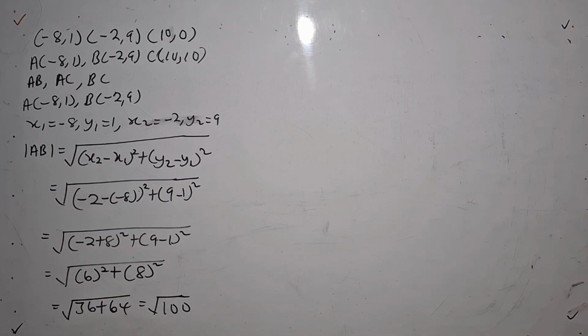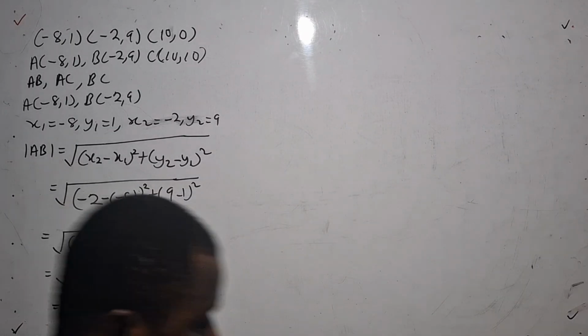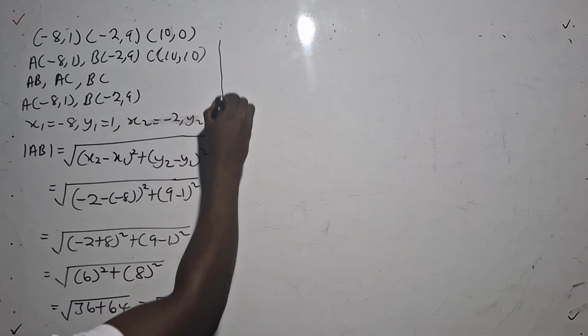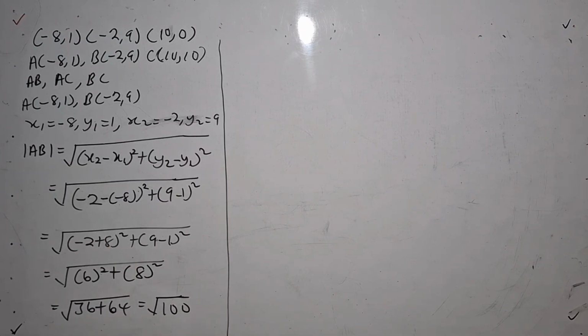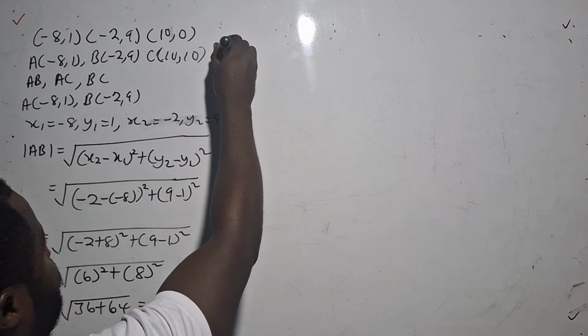Now this one, we don't find the square root of the number. There's a reason for that, and I'm going to prove that at the end of the video. So follow closely. So this is the length of AB. Let's find the length of AC.